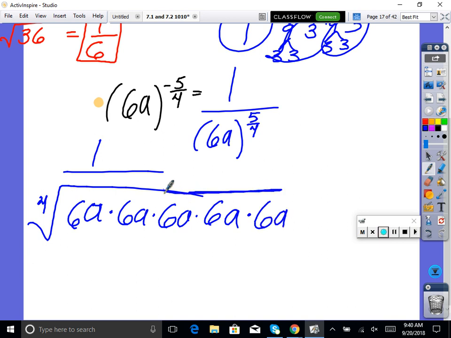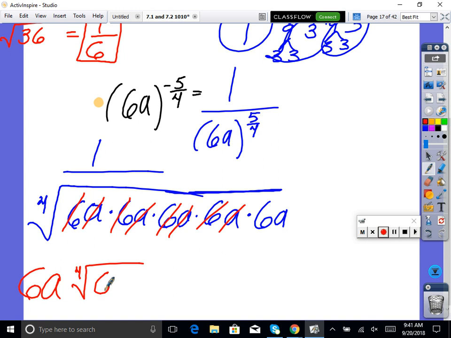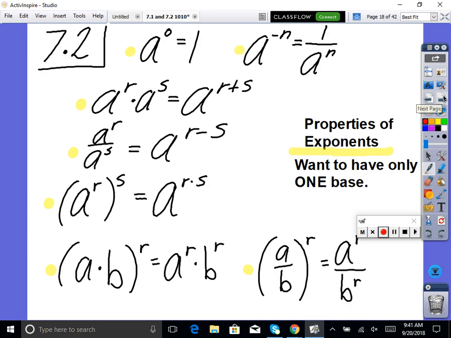Okay, now how big of groups are we pulling out? So there's 1, 2, 3, 4. There's a 6 we can pull out. 1, 2, 3, 4. We can pull out an a. So left under our 4th root was a 6a, and then on top we have a 1, and we're done. Okay, that's it. So go to 7-1, practice a few before we go on to 7-2.